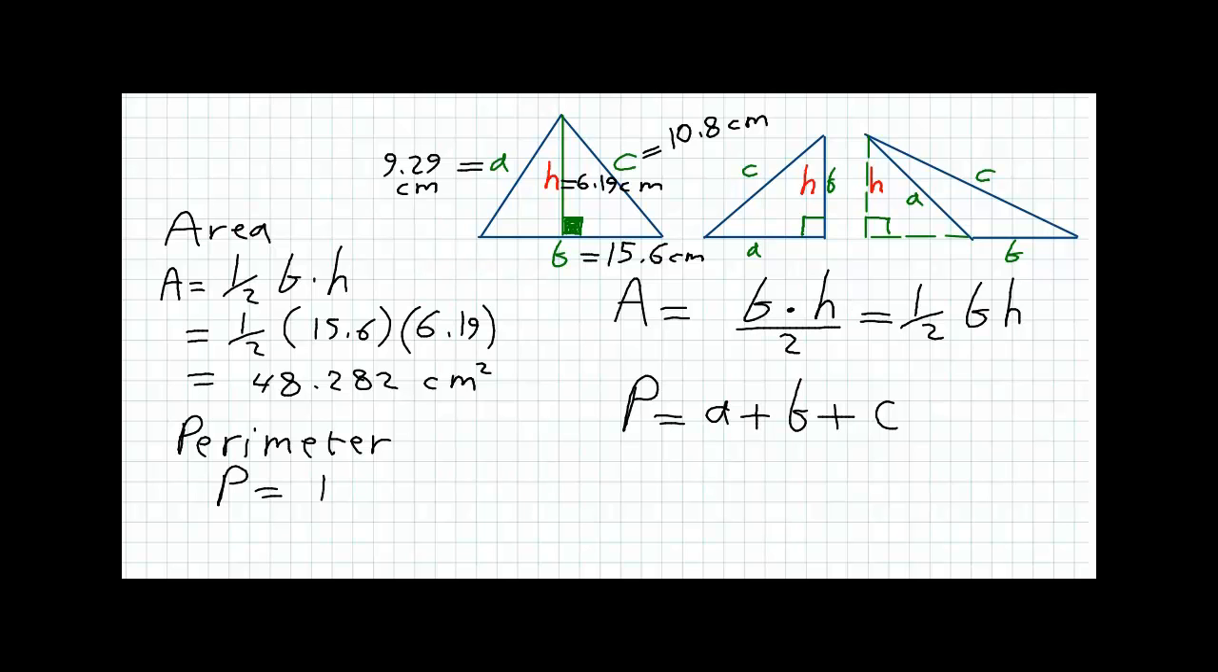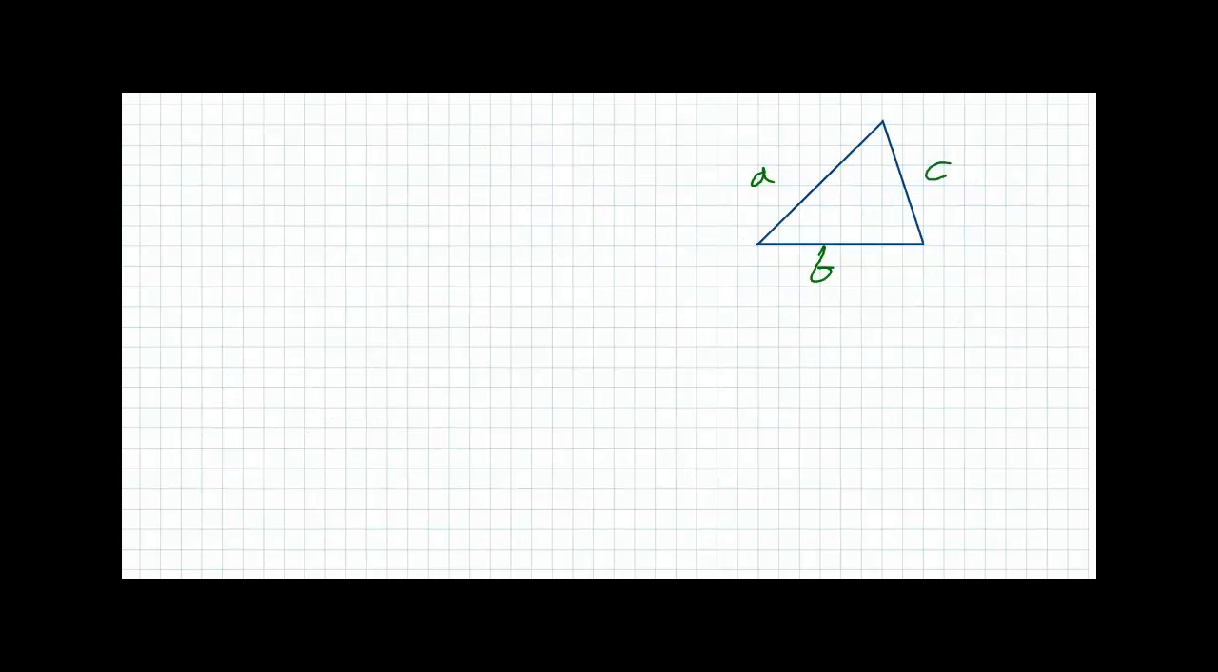And if you want to find the perimeter, you just add the three sides given to you. So 15.6 plus 9.29 plus 10.8, and this is going to be equal to 35.69 centimeters.